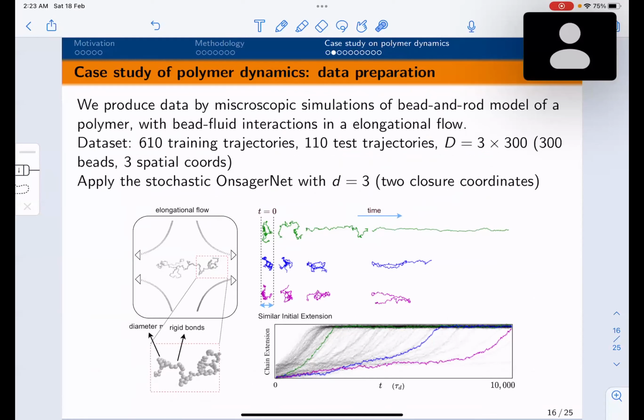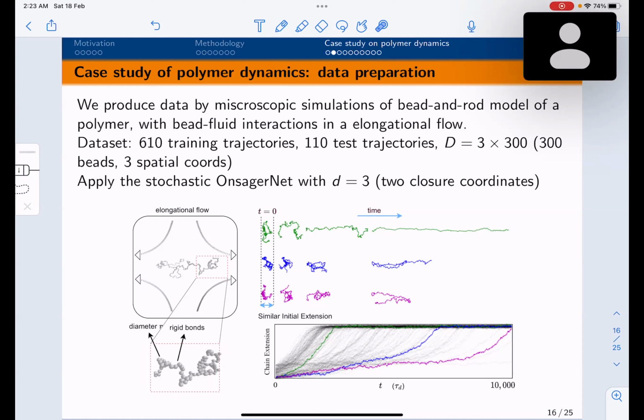Okay, then this is our data. We produce the data by the microscopic simulation of the beads. The beads means the polymer has a lot of beads connected together. Beads and rod. Rod means for each bead there is a rod connecting them together. And the flow is in the elongational flow. This is the flow of the polymer.